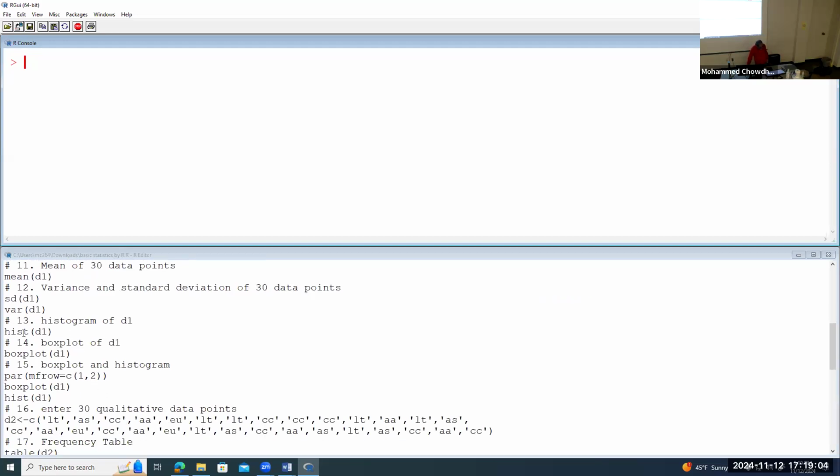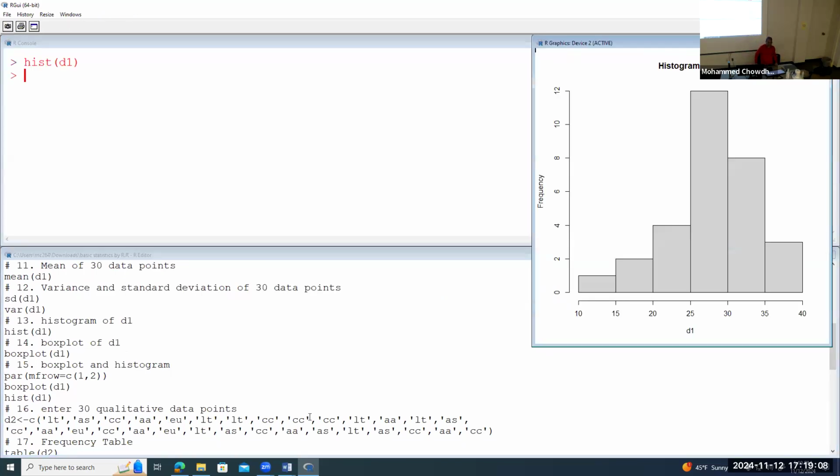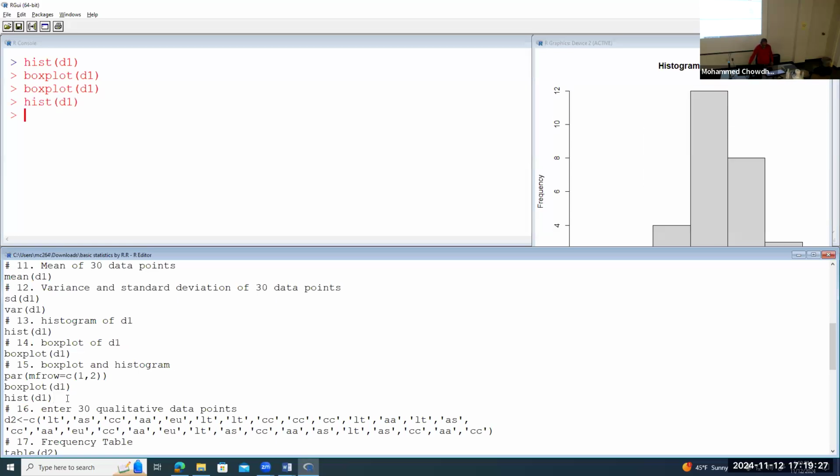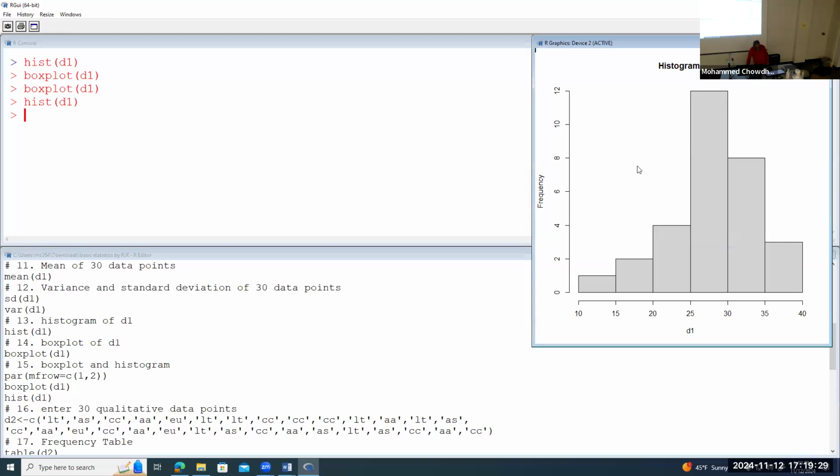So, and then if I want to draw the histogram of this data, this is the histogram of the data, which you already know from Python, right? And also basic statistics. HIST, histogram. If you want to have a box plot, that is the box plot. If you want them together, this is the way you can get them together.